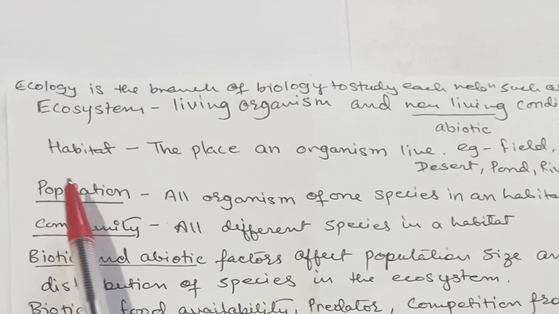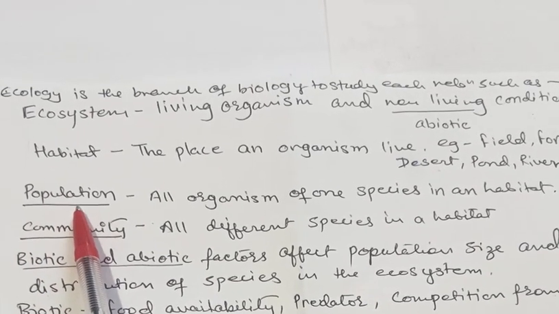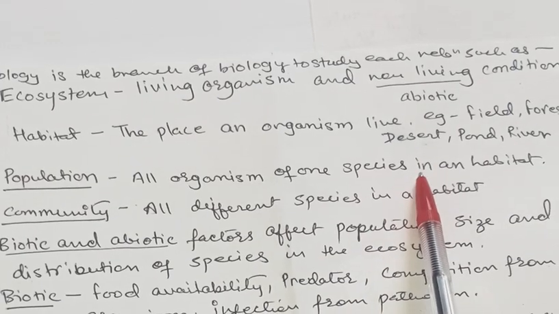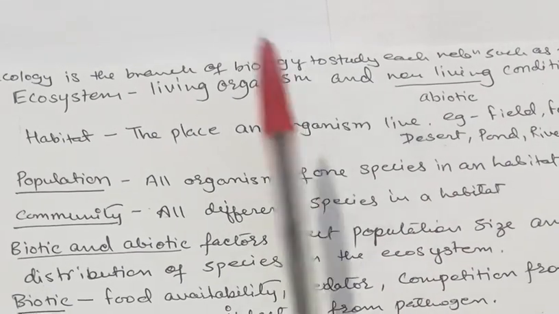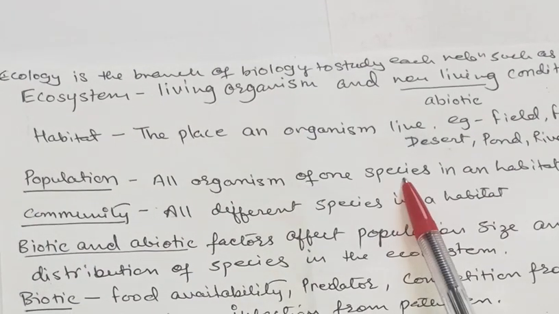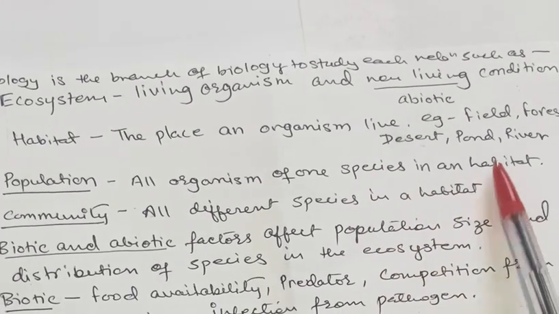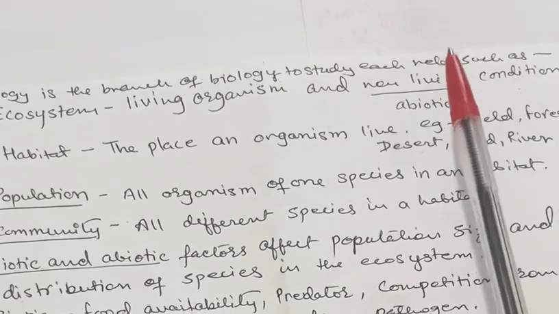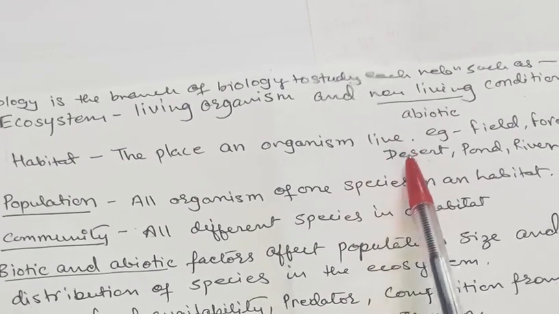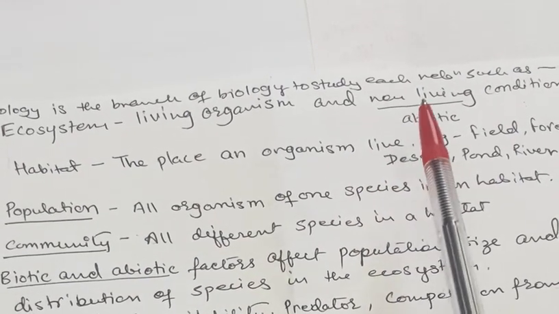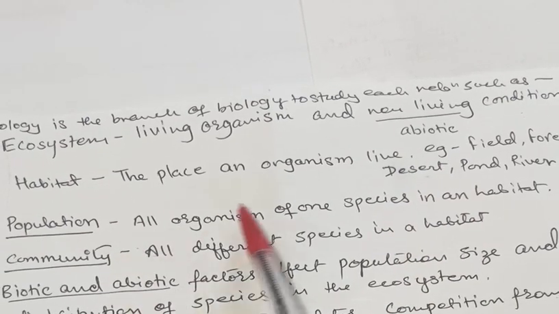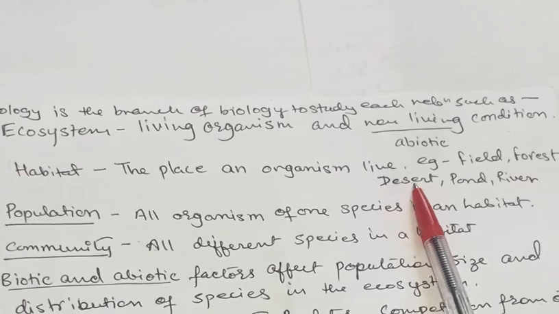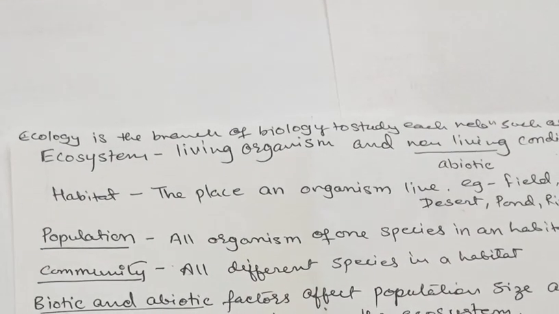Let's move on to the population then. What is population? All organisms of one species in a habitat. Let's take one habitat and one species. For that particular species, whatever organisms are there, whatever the number of organisms, all organisms of one species can be in the habitat, but within the habitat there may be a number of different populations.